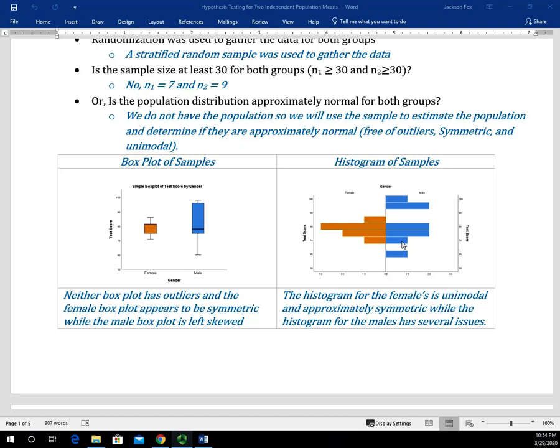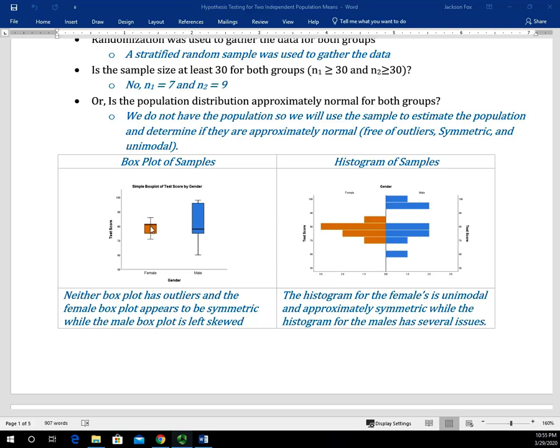Okay. So there's other characteristics that we'd want to look for too, like the spread of the data, the amount of variability that we see, how those distributions look compared to each other, and other things. And I'm going to save that for another video. For right now, we're just going to look at the shape of the distribution to determine if it appears to be approximately normal.